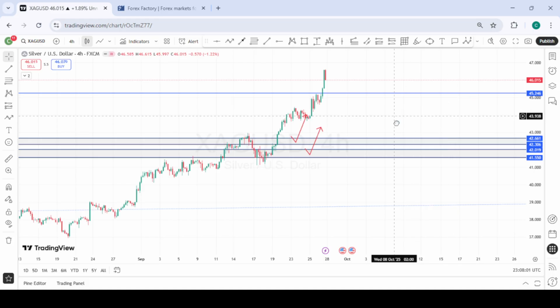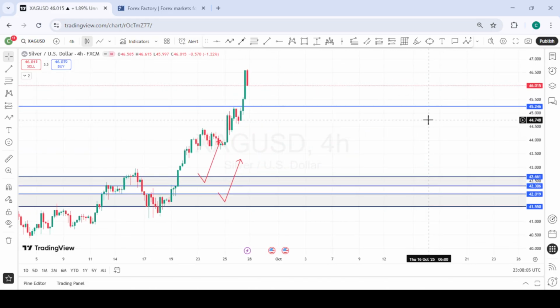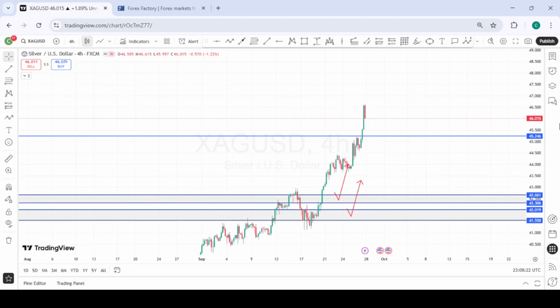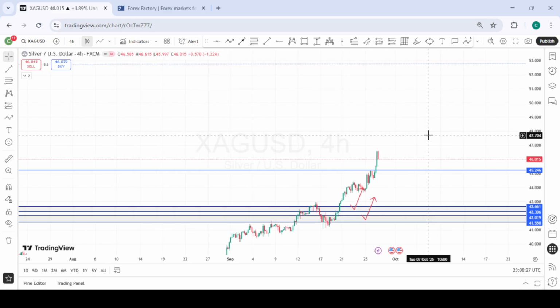We have here silver. As of last week, we were expecting price to retest any of these two areas of interest to continue the buy to the upside, but unfortunately, price never pulled back to our area of interest for us to capitalize on the buy move, and price just took off to the TP we anticipated, the first TP we anticipated. So for the coming week, I think we will continue looking for buys to the upside for silver.